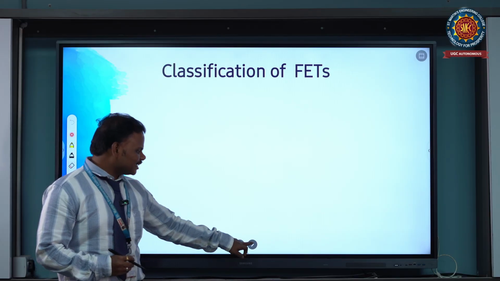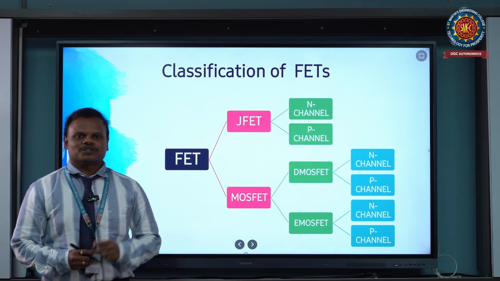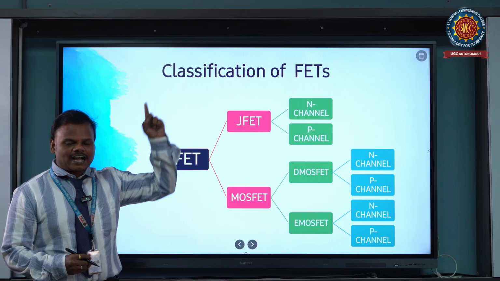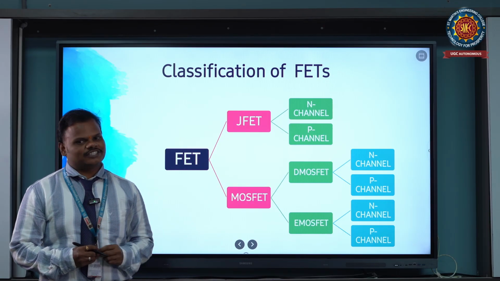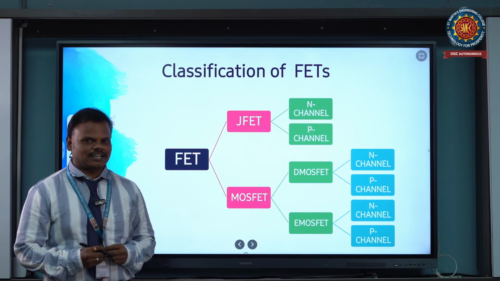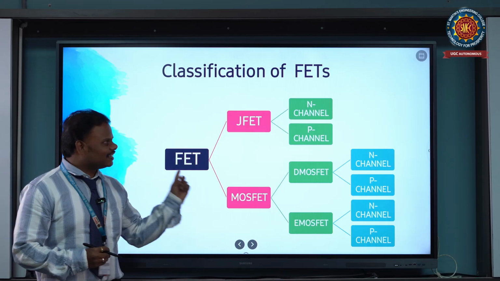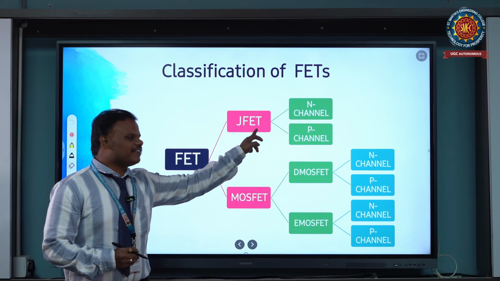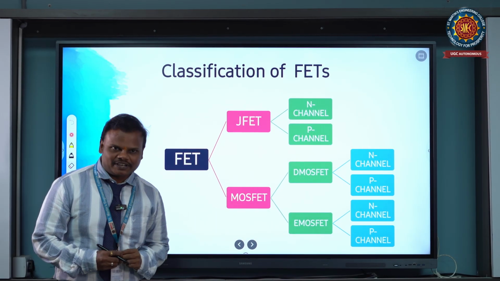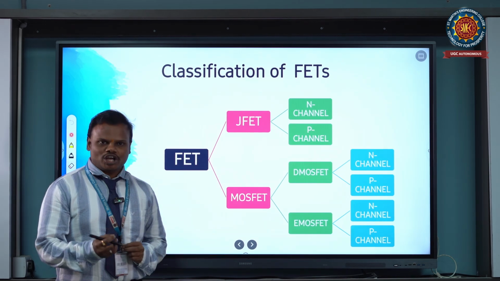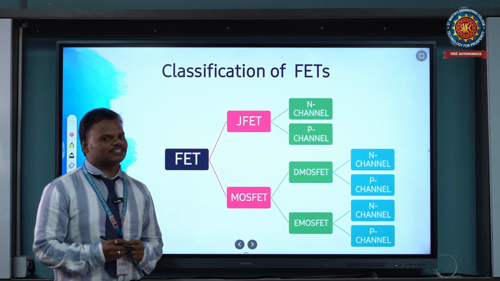Coming to the classification. I already explained in the first slide that transistors are of two types: the first one is the BJT and the second one is the field effect transistor. FETs are further classified into the JFET, that is, junction FET, and the second one is the MOSFET, which is nothing but metal oxide semiconductor field effect transistor.